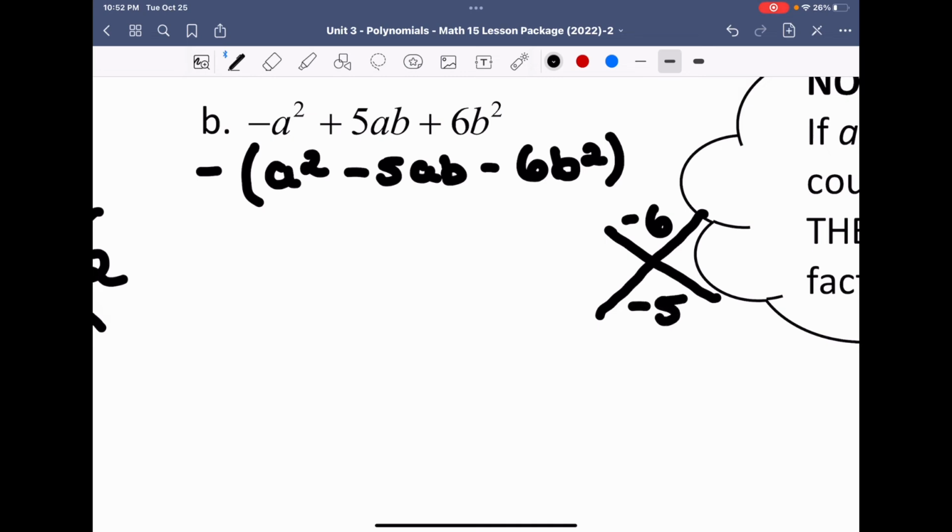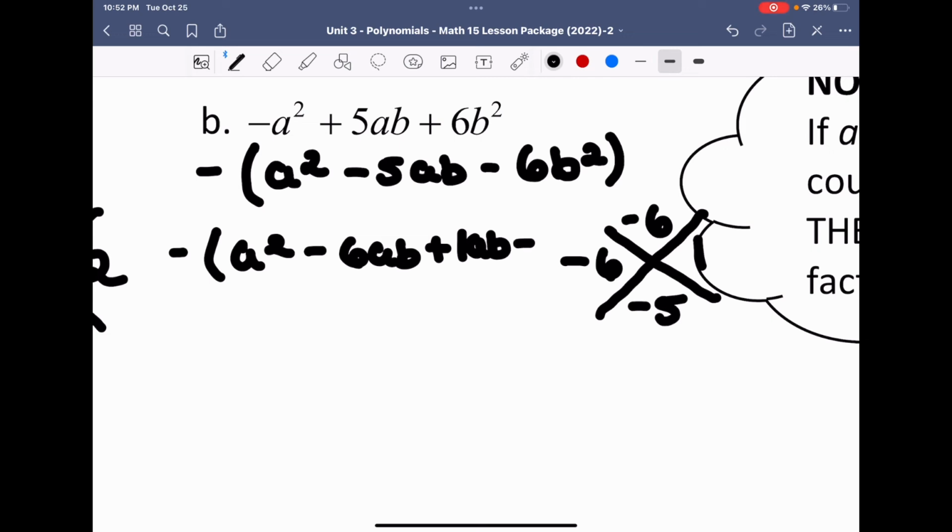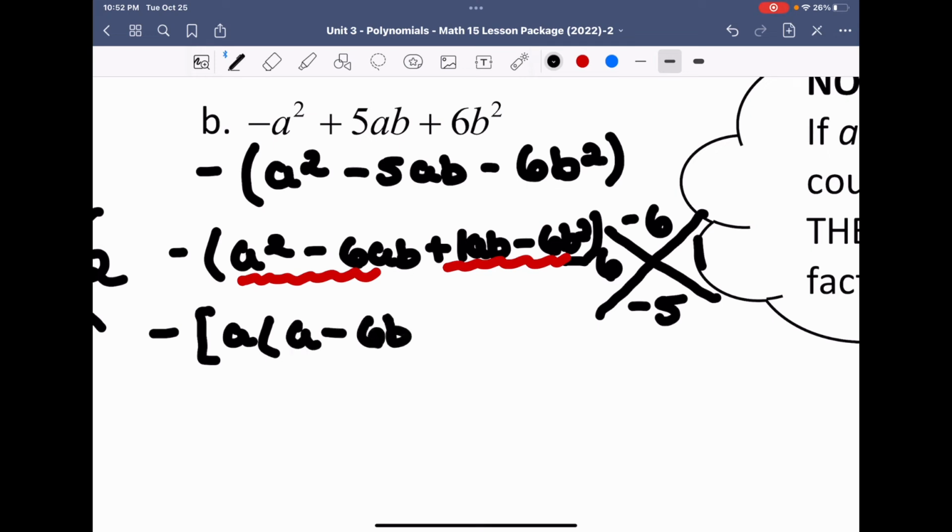So to do this, I can say I have negative 6 and a positive 1, because negative 6 times 1 is negative 6. Negative 6 plus 1 is negative 5. Now I replace this. I have a squared minus 6ab plus 1ab minus 6b squared. Now I put together the first two terms, the second two terms, and I factor out a common term from each of them. So in the first pairing, an a can come out, leaving me with a minus 6b. In my second term, I can remove a common b, meaning I have a plus b, a minus 6b.